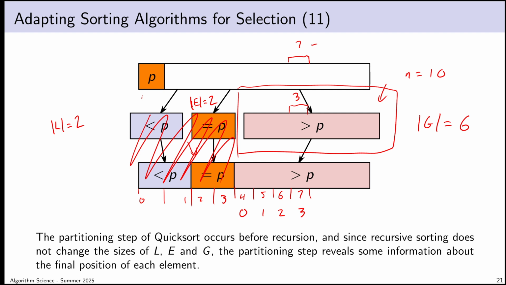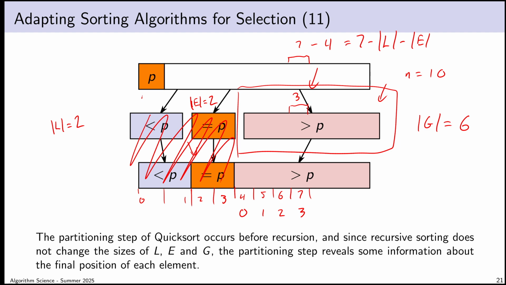Well, I just drew it out, but it's 7 minus 4, and just to be clear, that's 7 minus the size of L minus the size of E. So I know I'm going into G here, and then I can just figure out the index. I can make the adjustment to the index based on the size of L and E to get into G, and then recursively find the thing at index 3 were I to select from G.